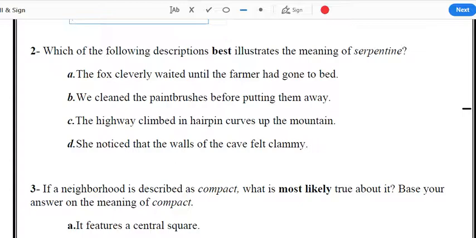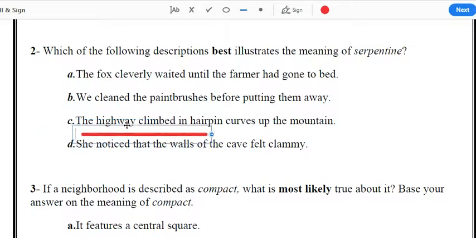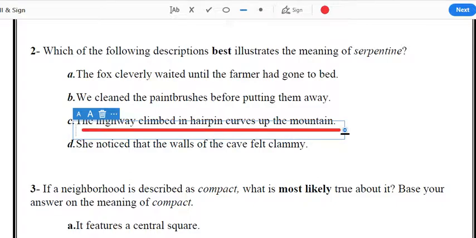A, the fox cleverly waited until the farmer had gone to bed. B, we cleaned the paintbrushes before putting them away. C, the highway climbed in hairpin curves up the mountain. D, she noticed that the walls of the cave felt clammy. The correct answer is C, because the word serpentine, as you can see, has two parts.